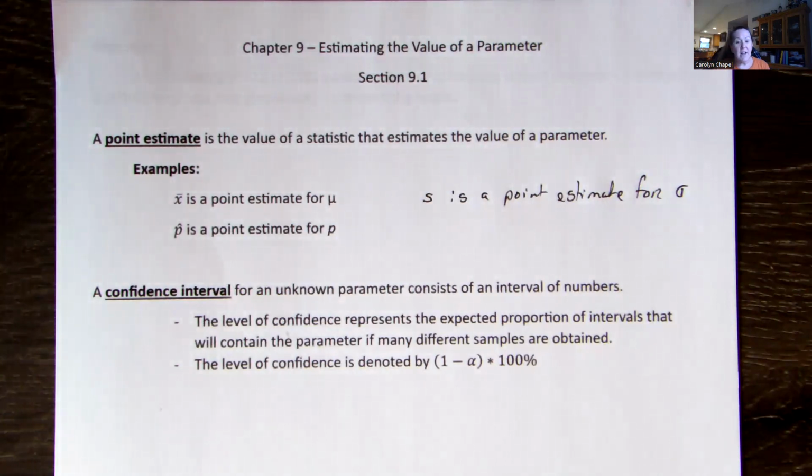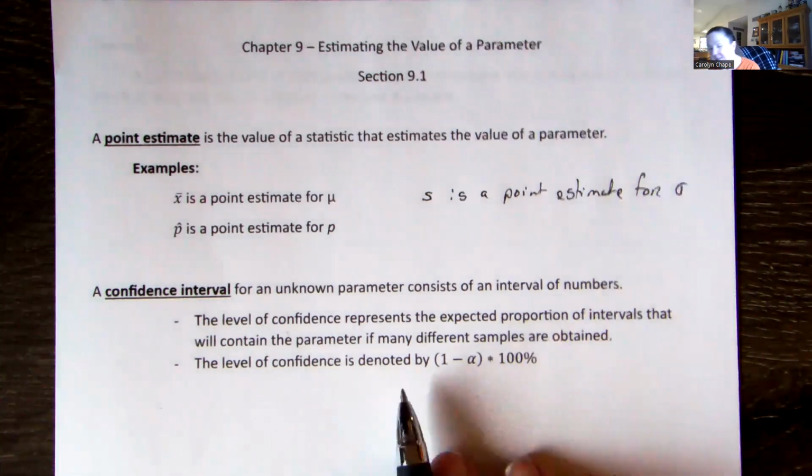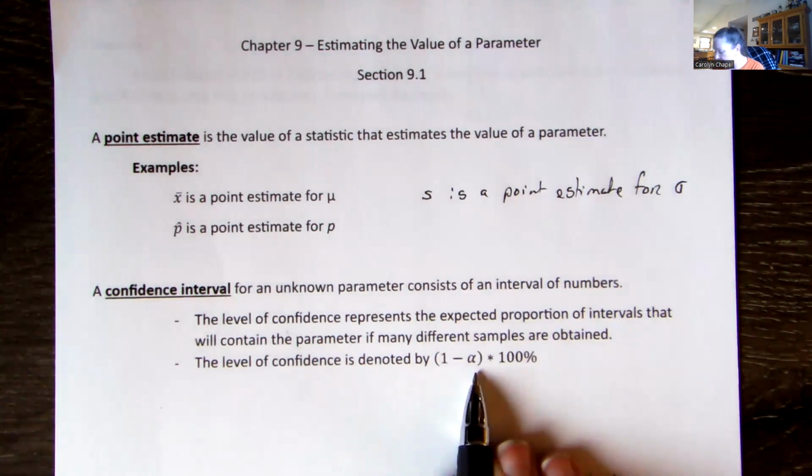So the level of confidence is going to be represented by the proportion of intervals that contain the parameters. In other words, if I want to say 95% confident, that means if I did this method and I created 95 of these confidence intervals based on 95 different samples, or a bunch of different samples, 95% of those intervals would actually contain the true proportion. The level of confidence is going to be denoted by this 1 minus alpha.